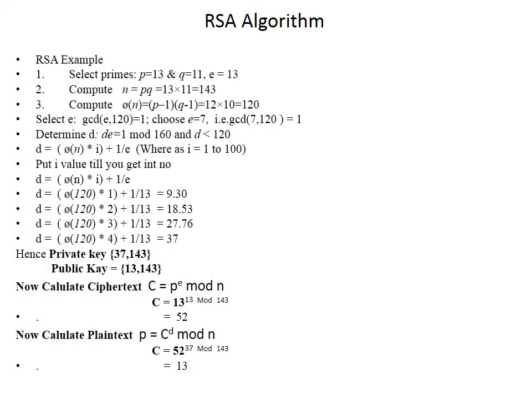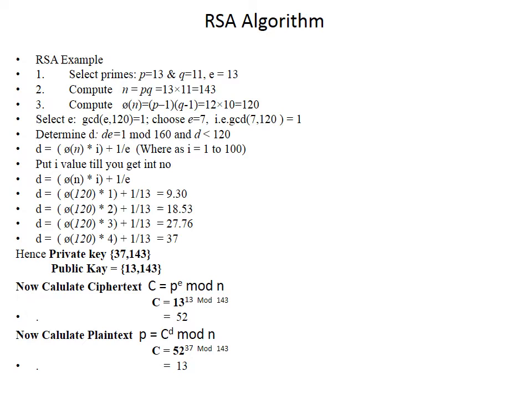So let's put our i value. i will be from 1 to 100, till you get an integer number. So put the i value till you get an integer number. d is equal to (phi of n into i plus 1) divided by e. So put the values of i, n and e. d is equal to phi of n value which is 120, i value is 1, plus 1, divided by e value which is 13, that is equal to 9.30. But this is not a whole integer number.